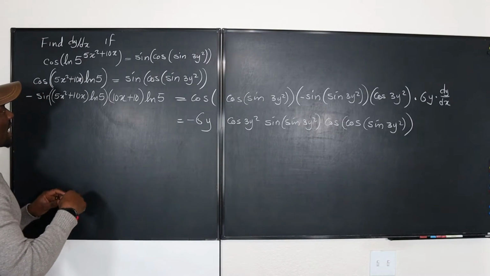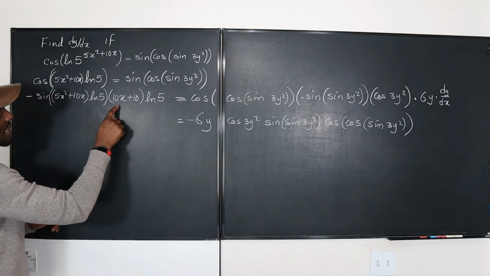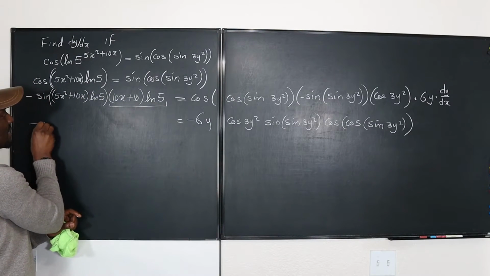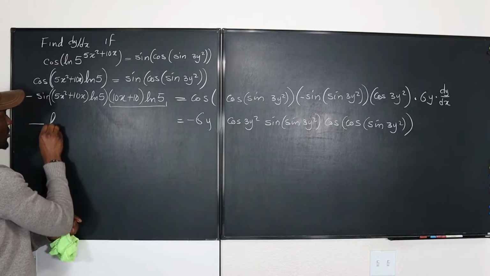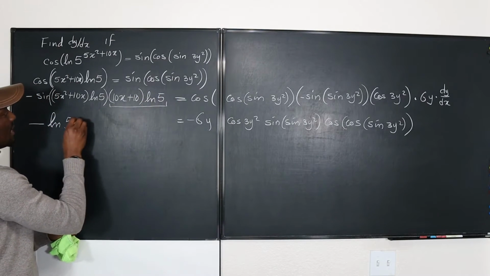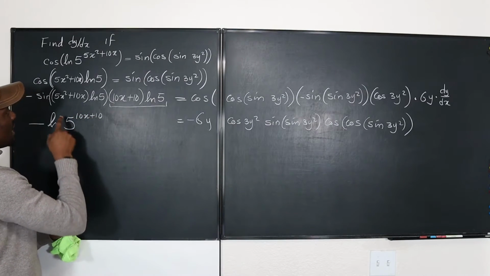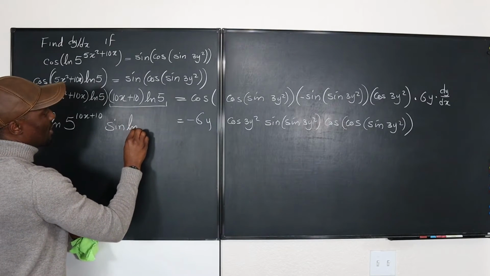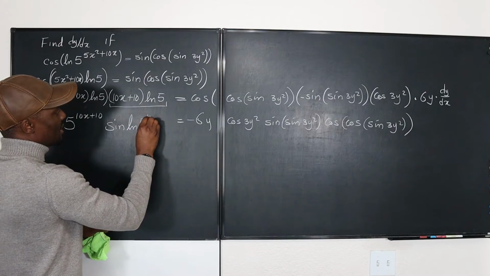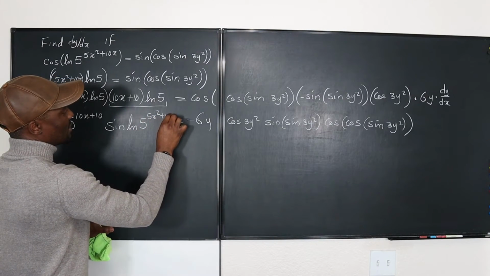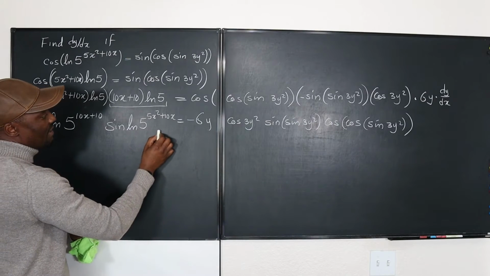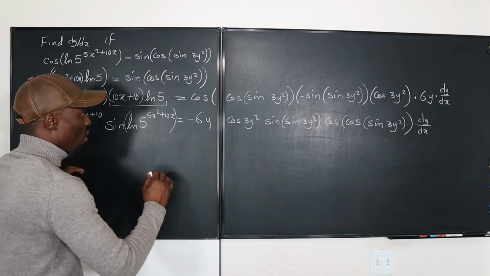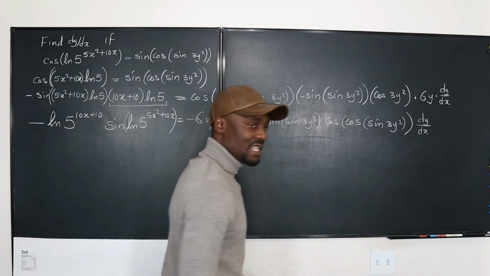Now on the left hand side, what kind of cleanup can I do? You see, I can factor out 10 here. So I'm going to move this to the back and say this is minus, I'm going to take this up here, natural log of 5 to the 10x plus 10. And on the back here, it's going to be sine of natural log of 5 to the 5x squared plus 10x. As you can see, 5x squared plus 10x was part of the question in the first place. So now that everything is cleaned up, all we have to do is to find our dy dx.